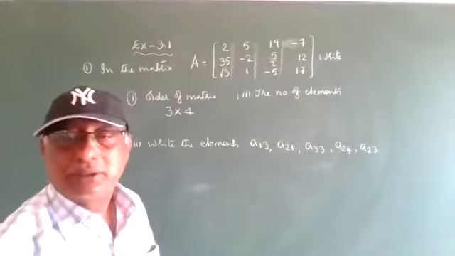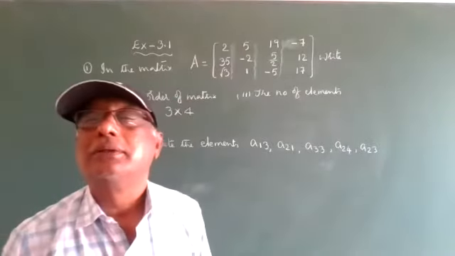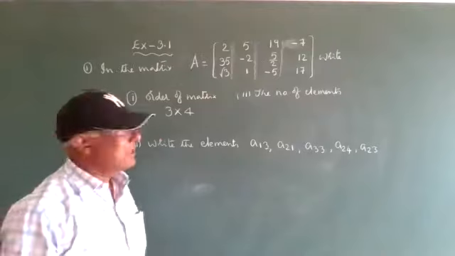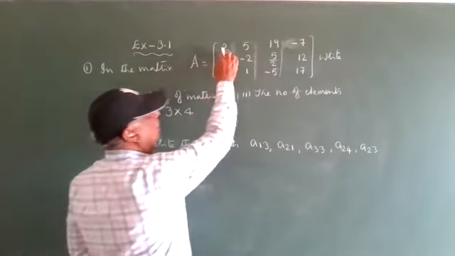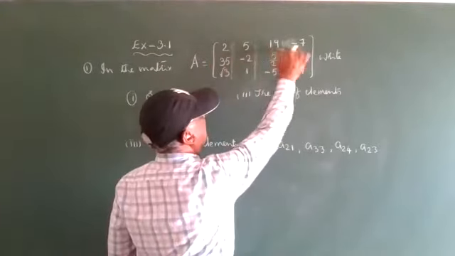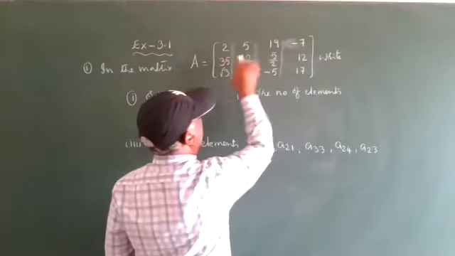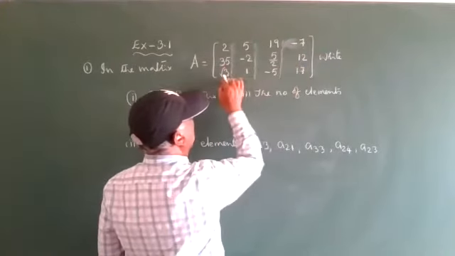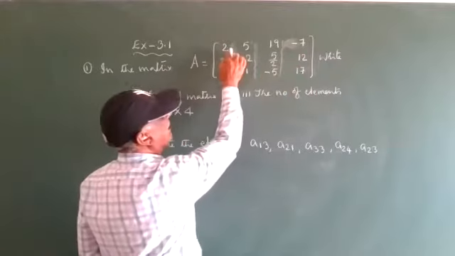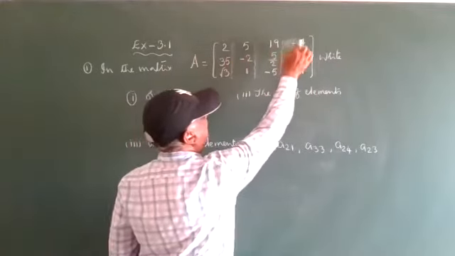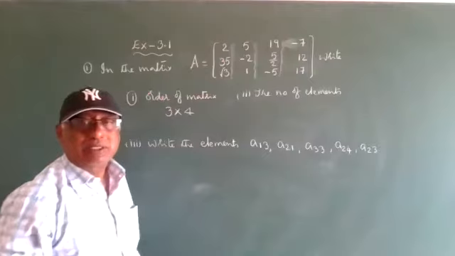Clear? Yes. So how many rows? Horizontal number lines: the first line is 1, the second line is 2, the third line is 3. The first row is 2, 5, 19, minus 7.